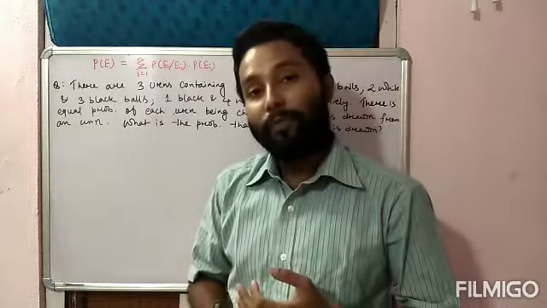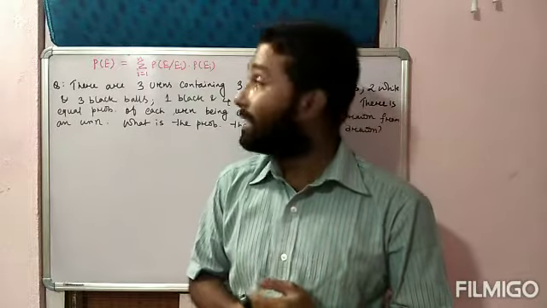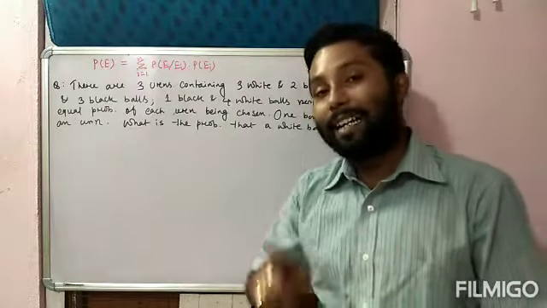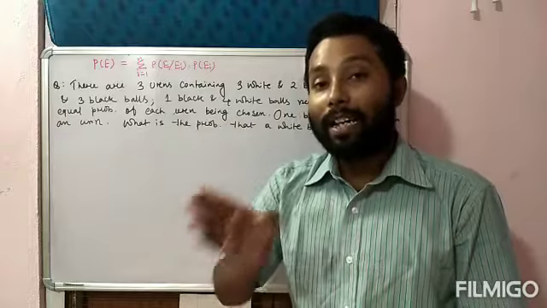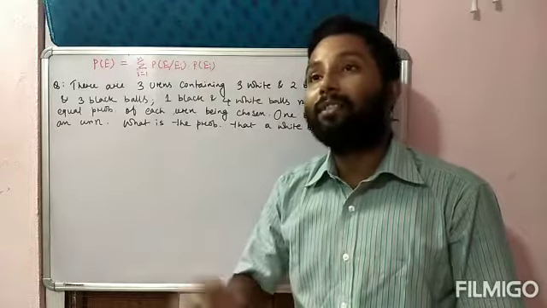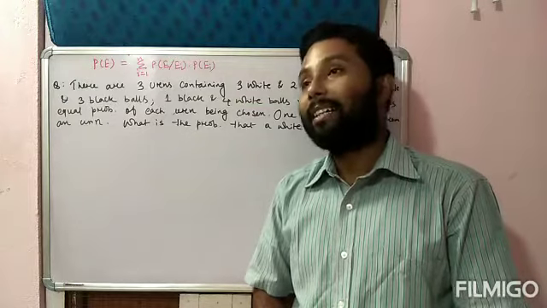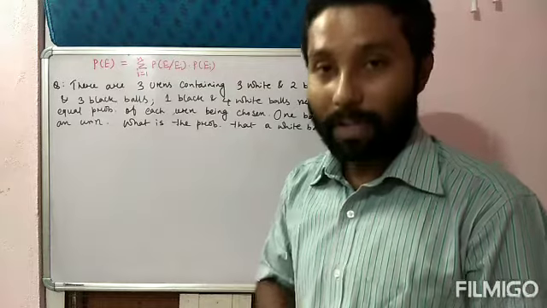So if a question or an experiment contains more than one event, then generally it will be either a theorem of total probability related question or a Bayes theorem related question. If more than one event is used here, then it will be either a theorem of total probability question or a Bayes theorem question.